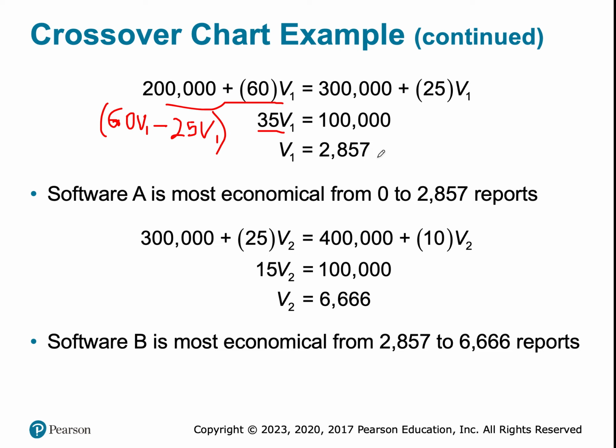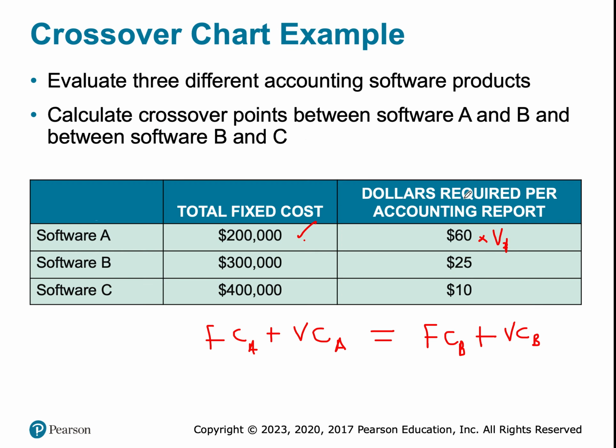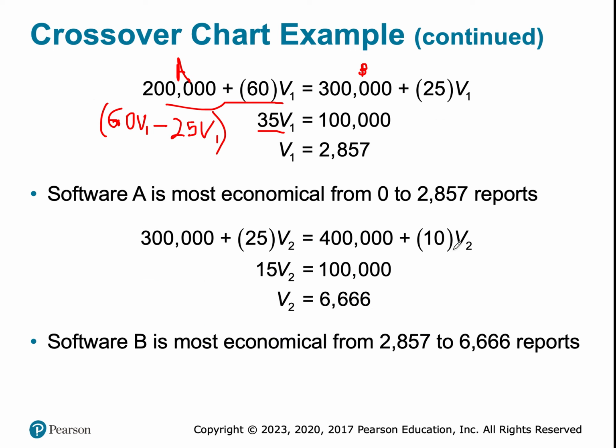So for V1, it means software A is most economical from 0 to 2,857 reports that you're going to make. Beyond this, it will be software B. Software A is still economical even though you are paying 60 per report, but only up to 2,857. Beyond 2,857, software B will overtake in economic importance.